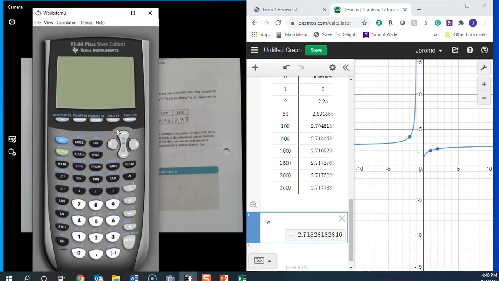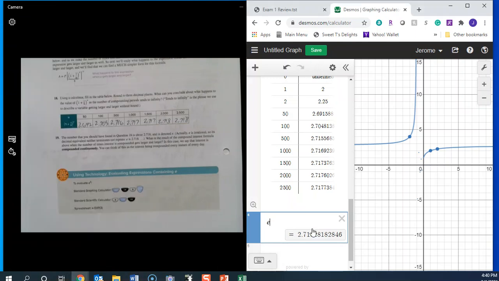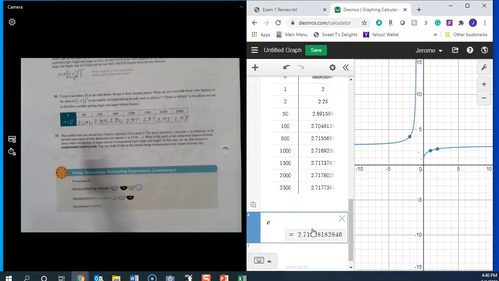All right. So if you did E, you would need to do second and go down to natural log. But see, your E automatically has an exponent. So if you just want to know what E is equal to, you will take it to the first power. And then that will show you what E is equal to. Okay, so what this is saying is this whole formula here is basically equal to E.